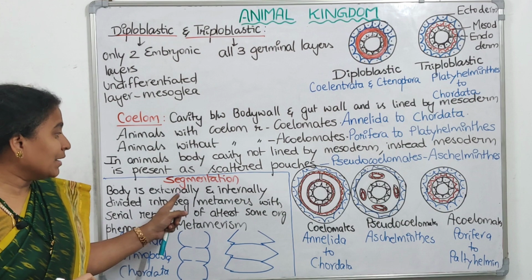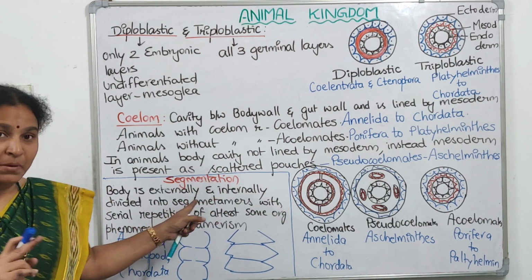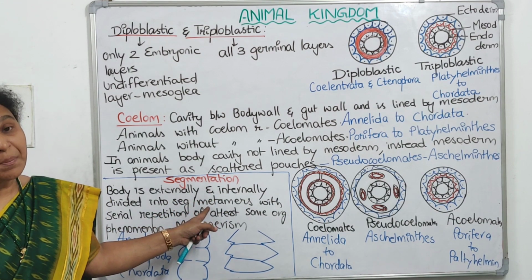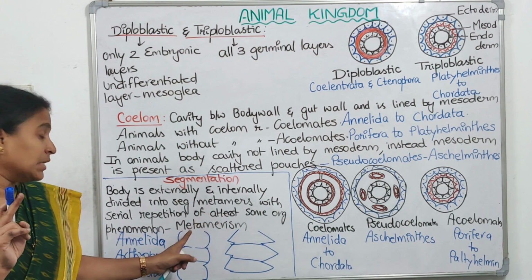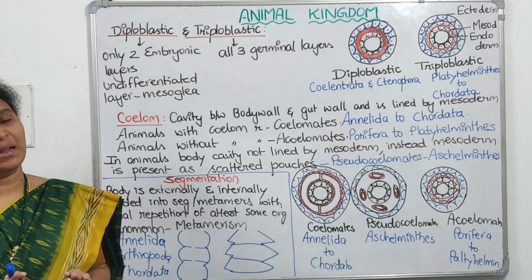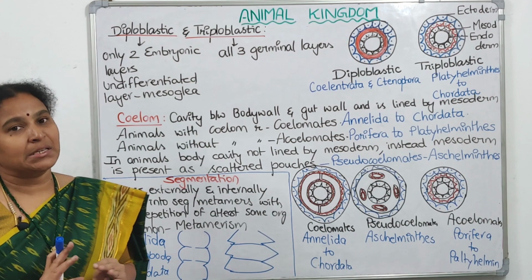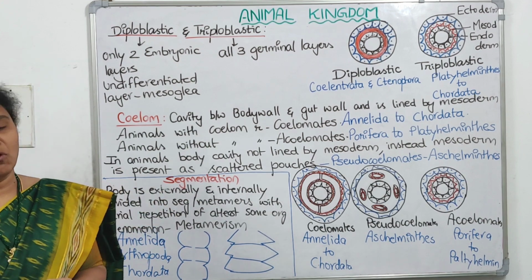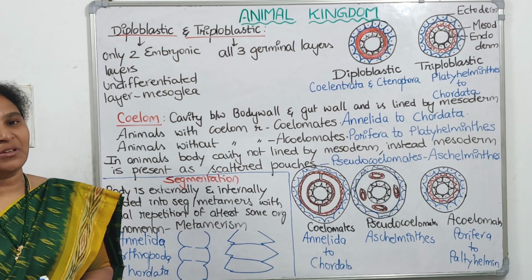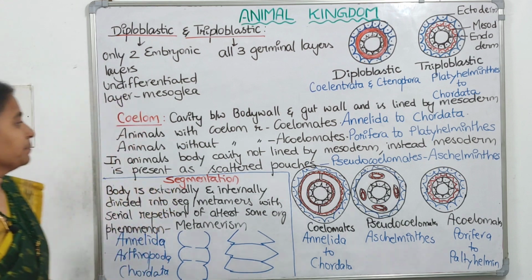So the body is internally and externally divided into segments or metamers with serial repetition of at least some organs in each segment. The phenomenon is called metamerism. The process is called metameric segmentation. So segmentation is also over. Take a screenshot, then we will talk about the next characteristic, that is notochord.